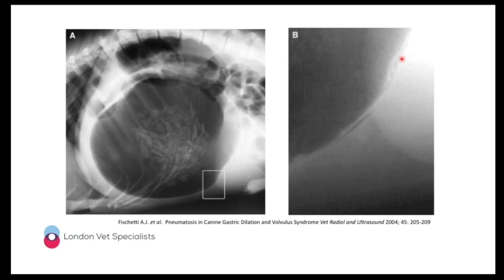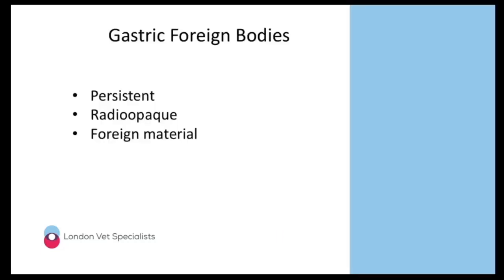So don't forget to have a good look at the stomach wall and make sure there aren't any radiographic changes compatible with gastric pneumatosis, because you might not get a horrible surprise when you open a patient and find that its stomach wall is completely necrotic. So, moving on from GDVs, let's talk a little bit about gastric foreign bodies.